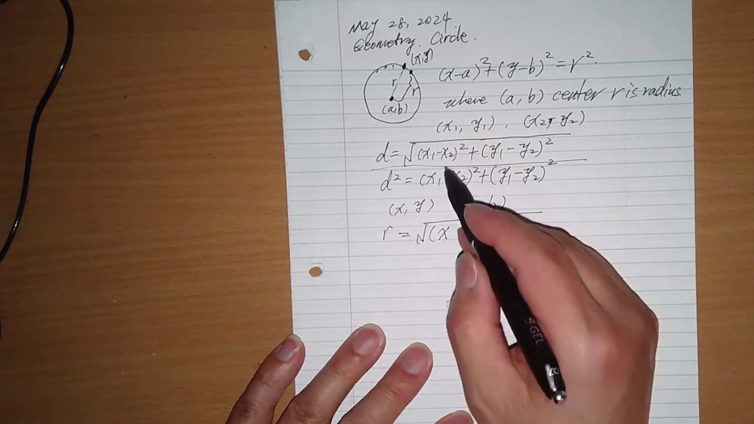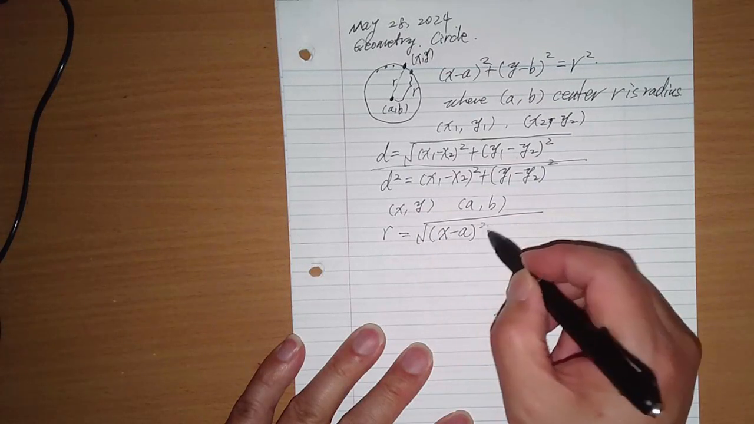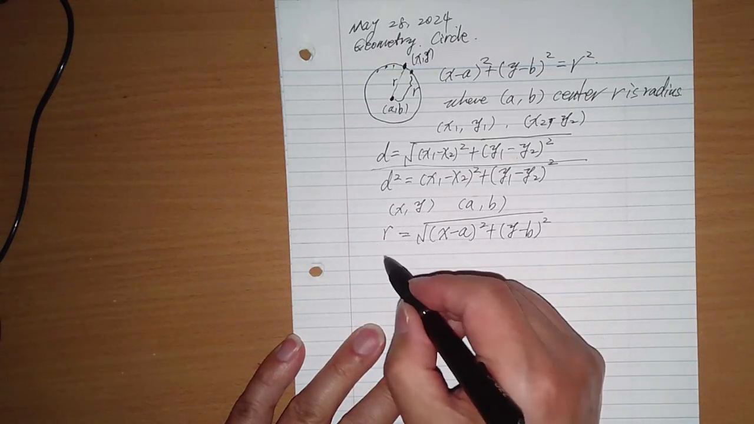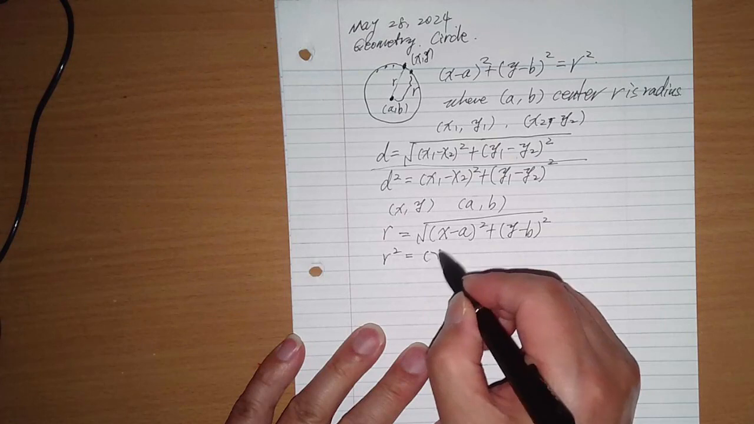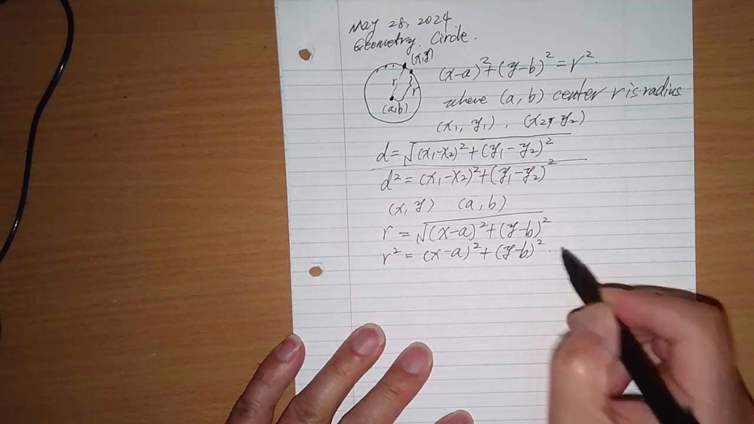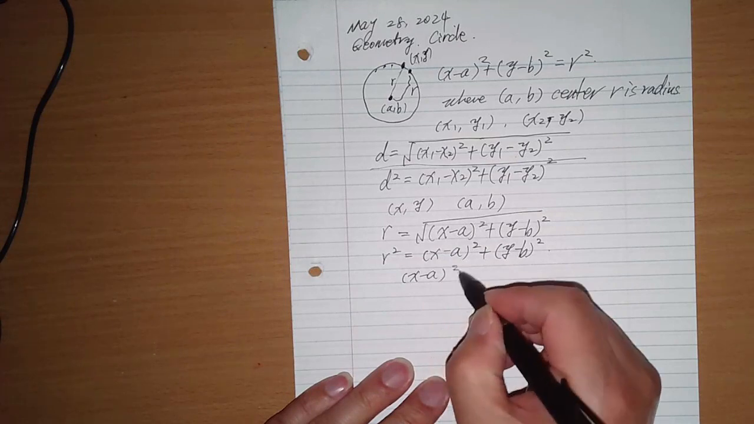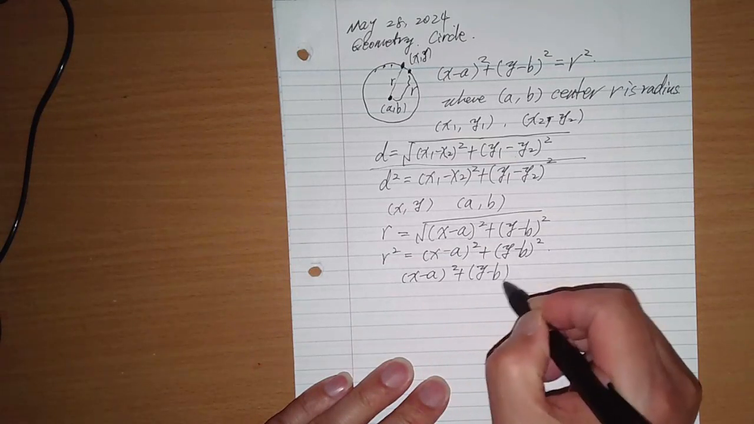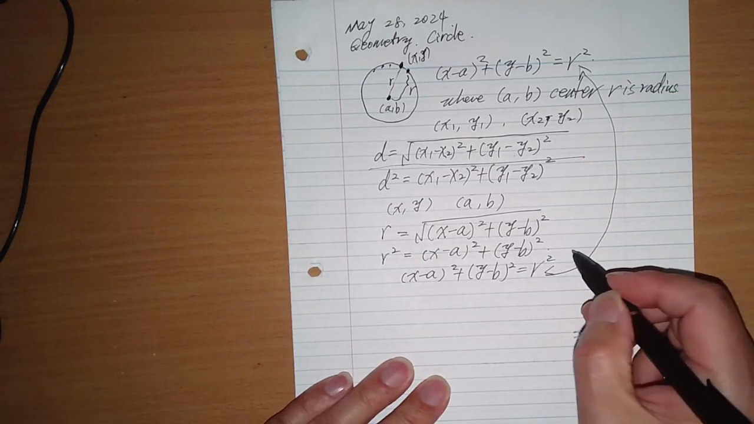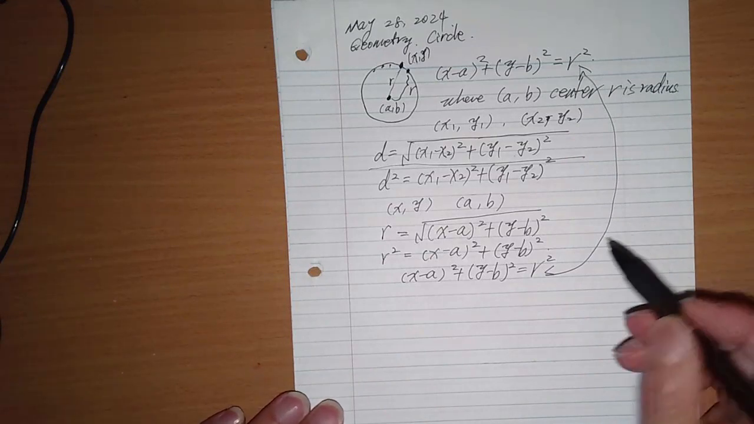So x2, y2 will be a, b, so (x minus a) squared plus (y minus b) squared. If we square both sides, we will get r squared equal to (x minus a) squared plus (y minus b) squared. And then if we switch it, we'll get (x minus a) squared plus (y minus b) squared equal to r squared. Notice this is exactly the same equation that we wrote earlier.